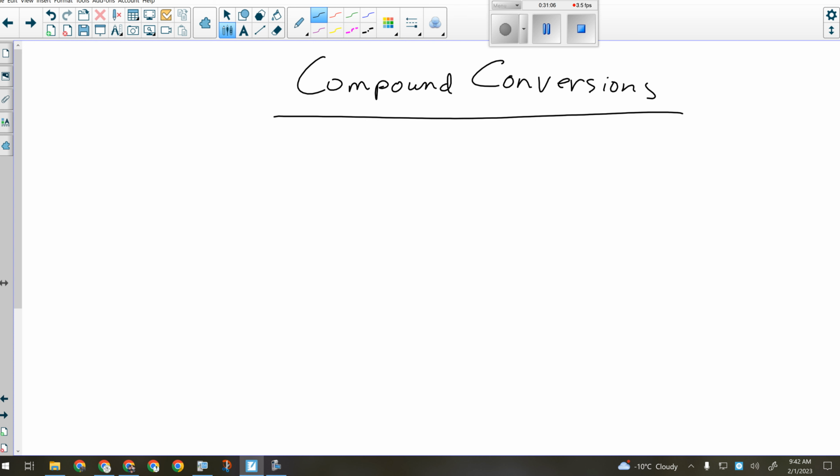Okay, so the most common compound conversion you're going to have to do in Physics 20 is converting kilometers per hour to meters per second. Okay, so if I have, let's say, 100 kilometers per hour, and I want to convert it into meters per second, I have to convert both the kilometers to meters and the hours to seconds. Which number do you suppose is going to be bigger? The number of kilometers I would go in an hour, or the number of meters I would go in a second?